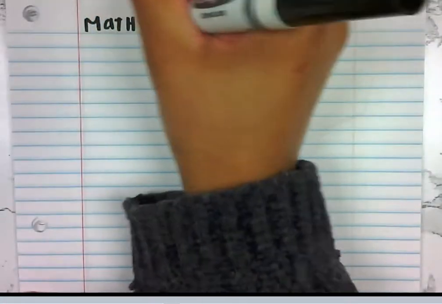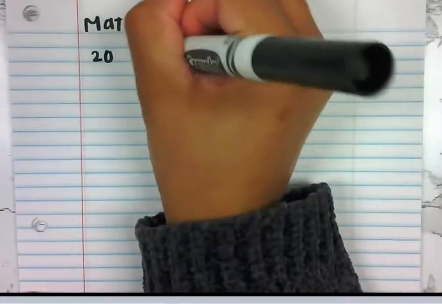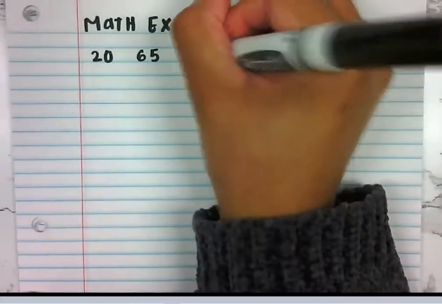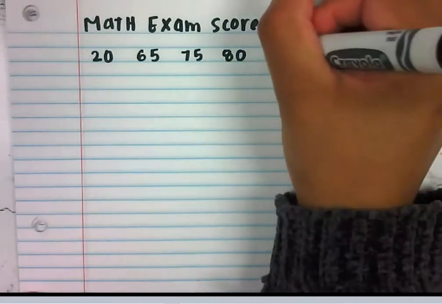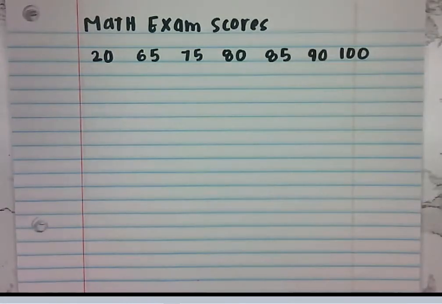So I have this data set. I'm going to go ahead and put my data in order to save time. Now remember, to find the median, we can't just start working with our data. We have to put our data in order or our answer will be wrong. So I'm going to go ahead and give you the data set that is math exam scores. And the data set includes 20, 65, 75, 80, 85, 90, and 100. This is my data set.